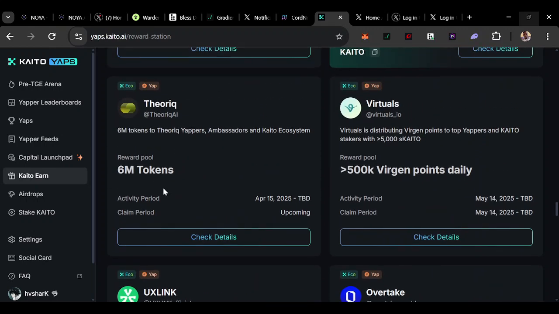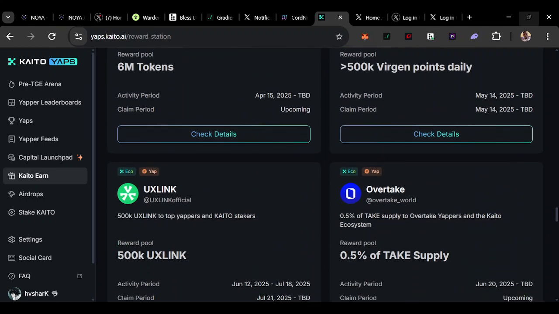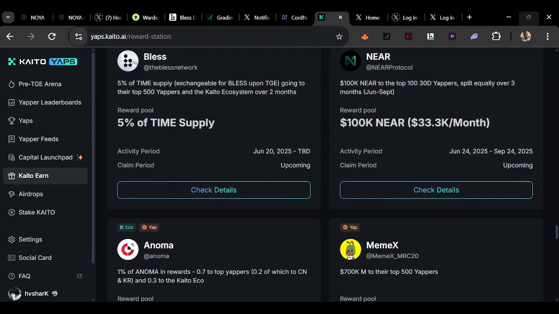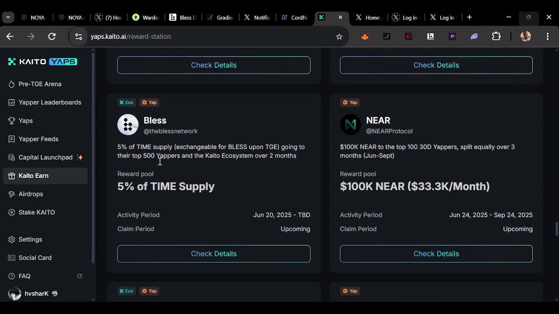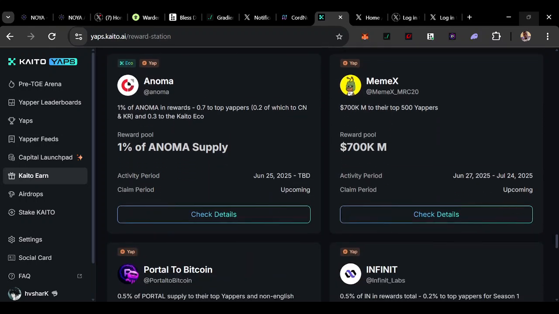So Theoriq is also giving 6 million. I don't know how much this 6 million will be worth, but you can also check it out. Then another one is Bless. See, Bless is trending everywhere. So make sure you check it out. So they are giving 5%. So no wonder it's trending. Everyone wants to get a share of it.